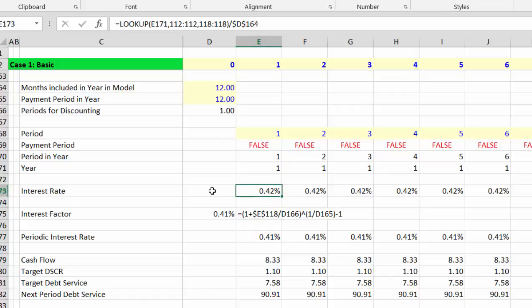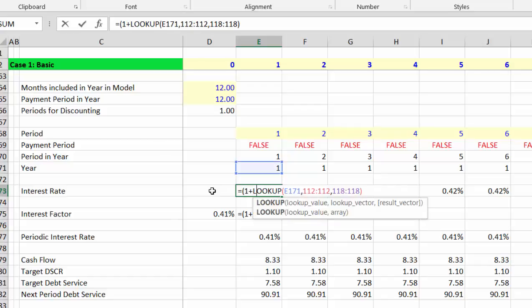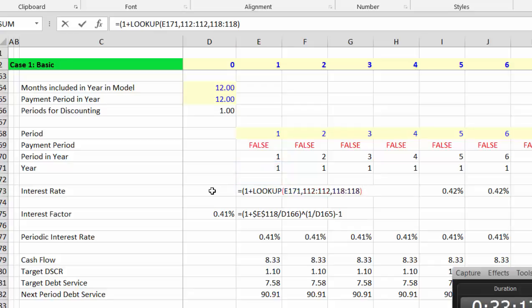Now, if we just looked up the interest rate and divided it by 12, that wouldn't work. But if instead of dividing it, we look up the interest rate, and then we take 1 plus the interest rate, okay, this is the annual interest rate, so far. Uh-oh, why did that come up?